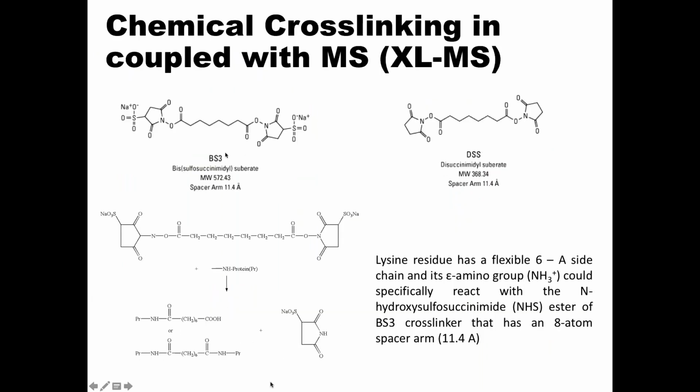And we use the BS3 chemical cross-linker, which is commercially available, and also DSS. BS3 is water soluble, and in the reaction the N-terminal amino group of this lysine can interact with the NHS ester of this BS3 cross-linker. The length of this cross-linker is around 11 Angstroms, and each lysine has a 6 Angstrom side-chain arm, so the total length of one particular cross-linker reaction is around 25 Angstroms.